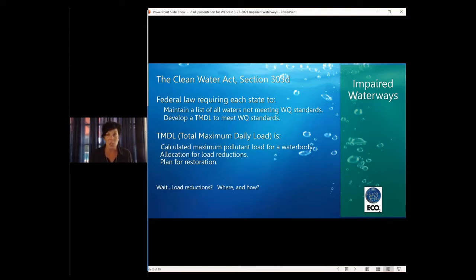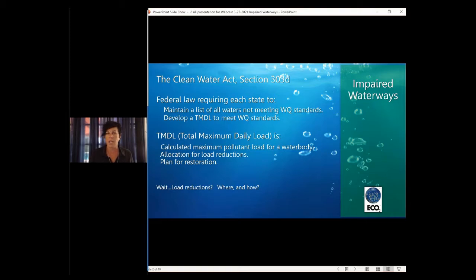So a TMDL is a total maximum daily load. So really what that is, is a calculation of how much of a certain pollutant a waterway can receive. The TMDL must also include a plan for restoring that waterway and how to allocate load reductions.